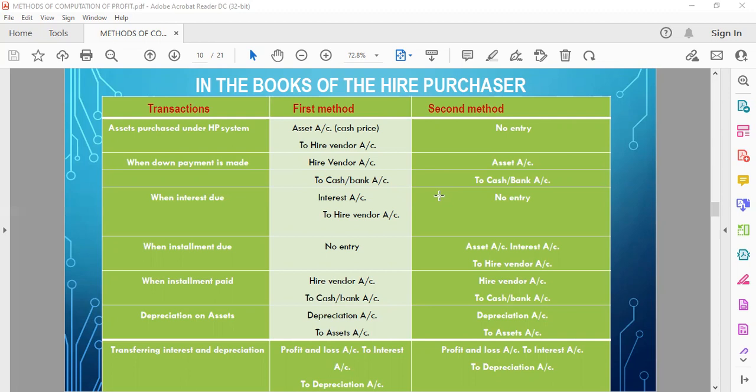Next, we can see the next transaction, depreciation on assets. Under the first method, depreciation account debtor to asset account. The second method also the same, depreciation account debtor to assets account. Next transaction, transferring interest and depreciation. The journal entry for the first method is profit and loss account debtor to interest account and to depreciation account. The second method also the same, profit and loss account debtor to interest account and depreciation account.